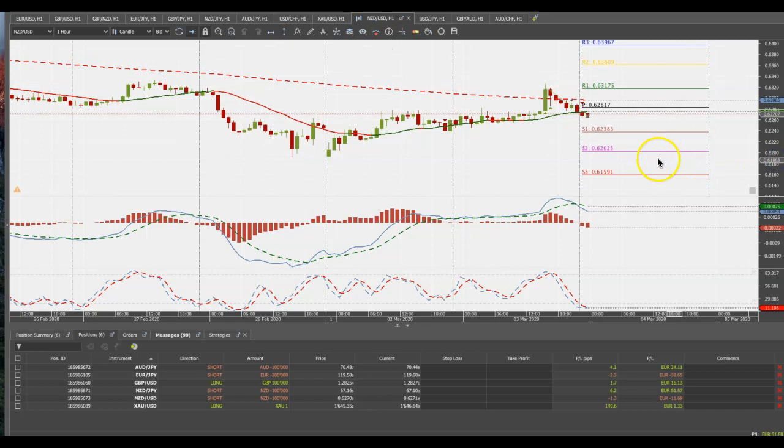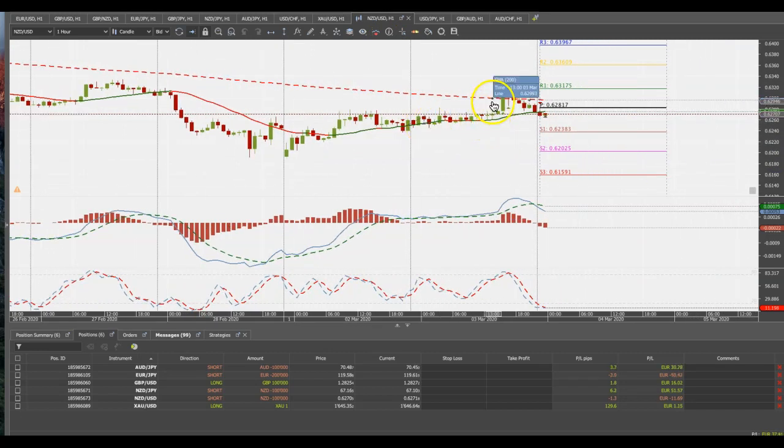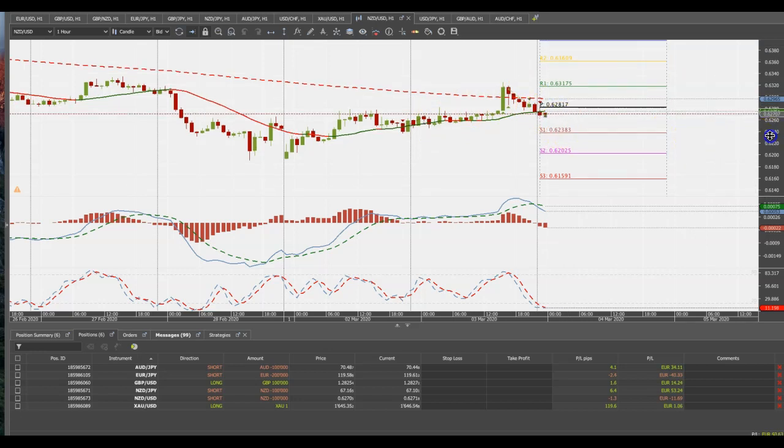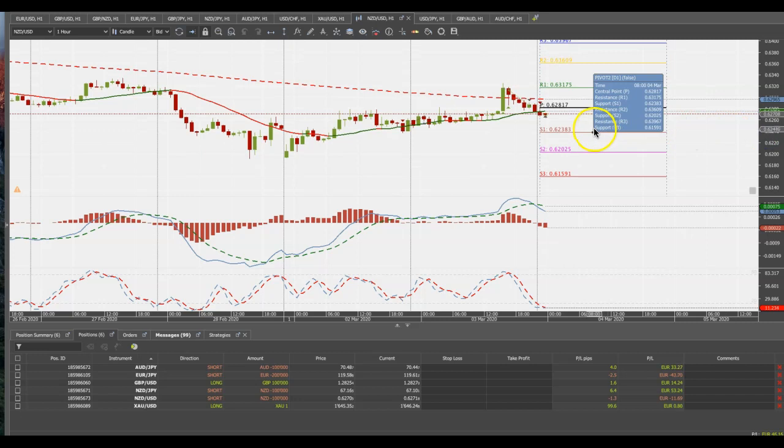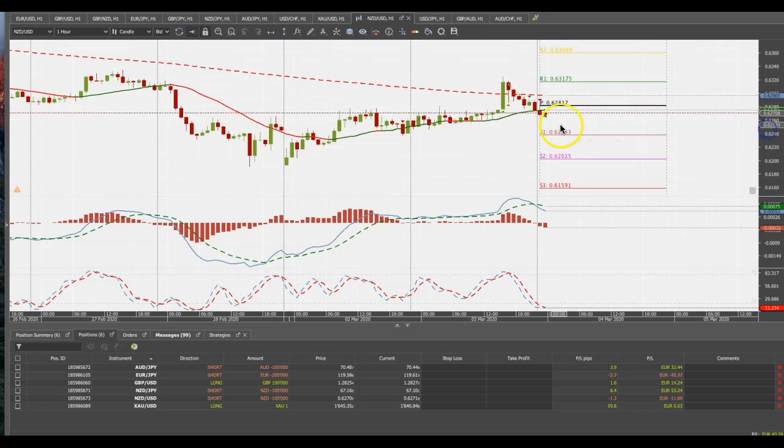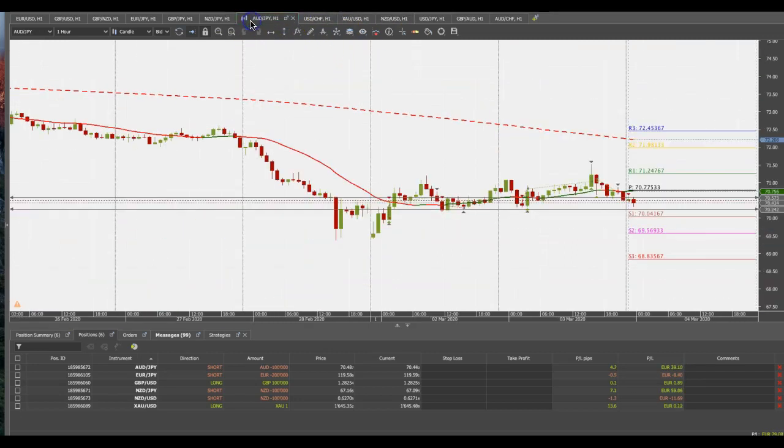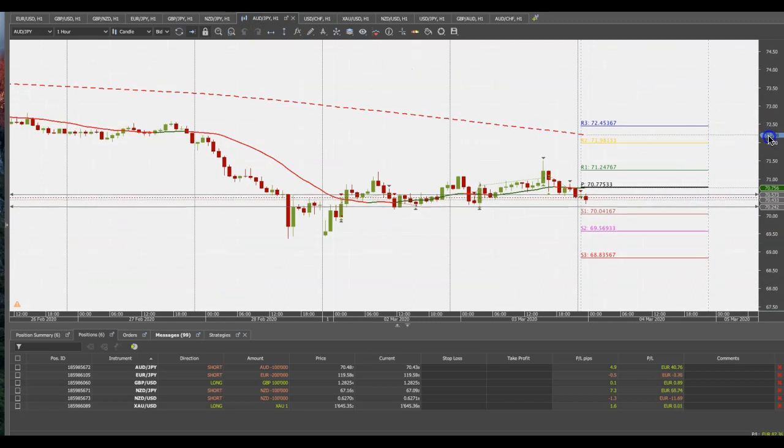Here is New Zealand dollar. Rallied today and just turned around and headed south. I am currently short on this pair. My stop loss is above 62.80, which is a tight stop loss. If it does take me out, that's fine. I don't mind, but right now everything is pointing to the downside and looking for targets down here at 62.38.